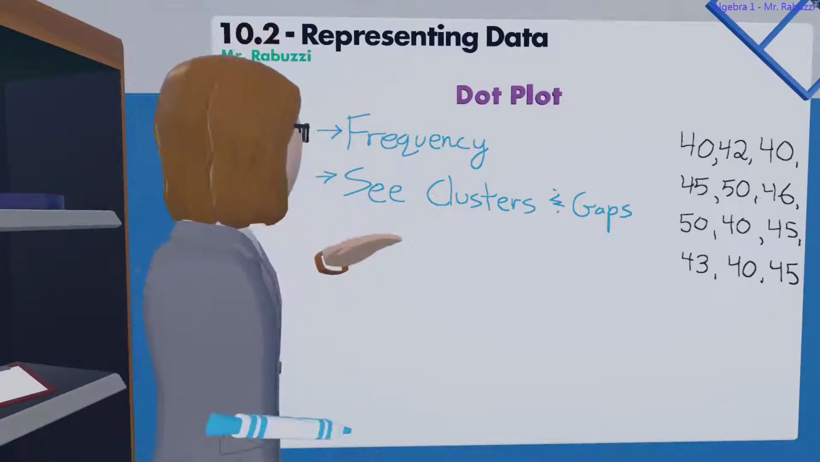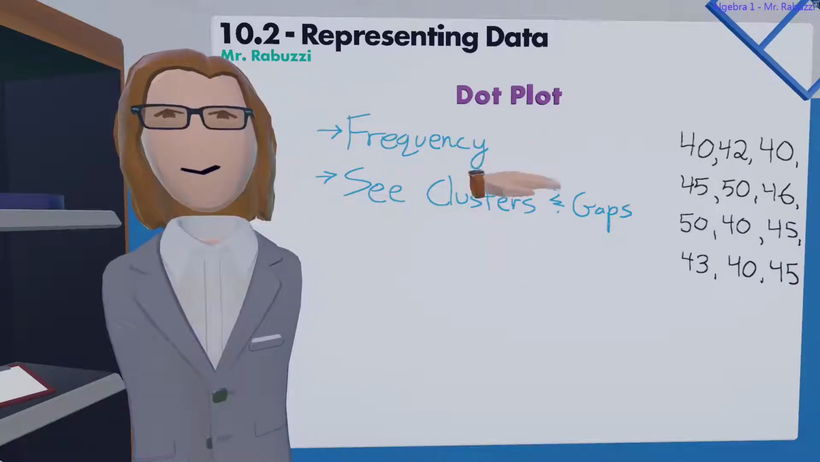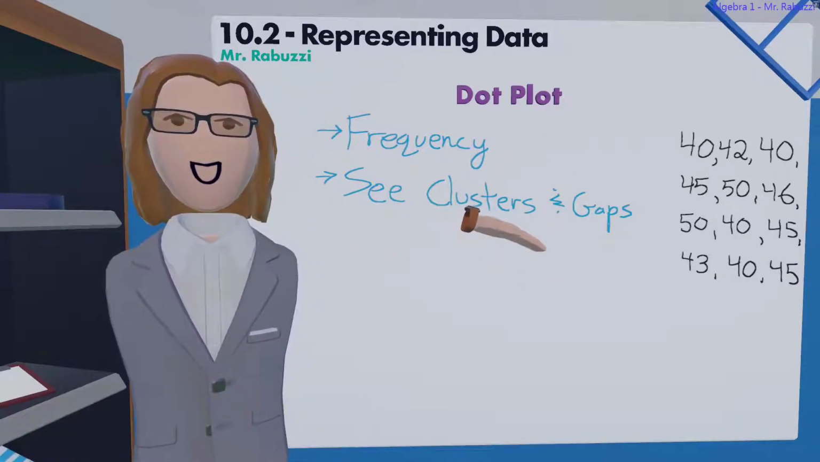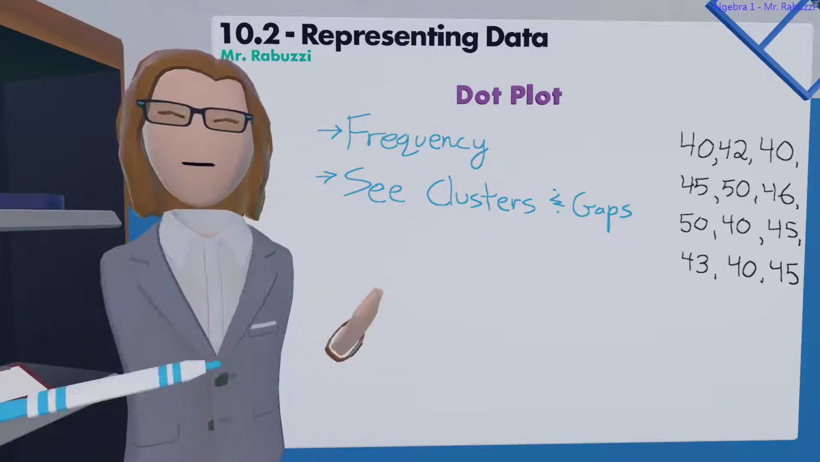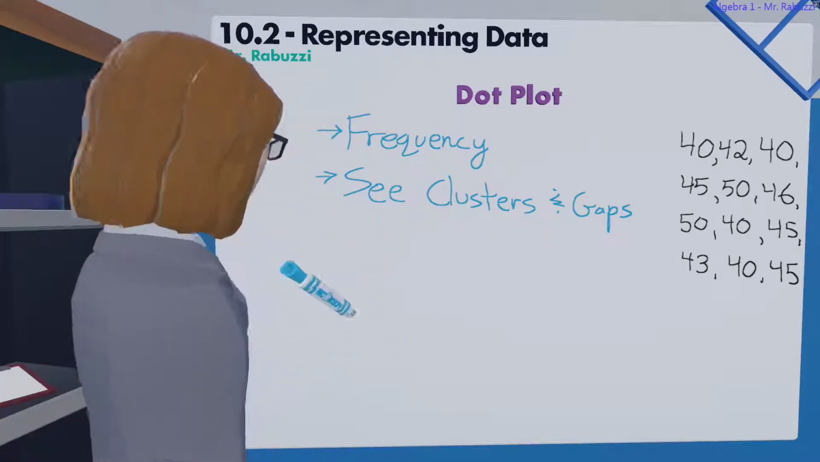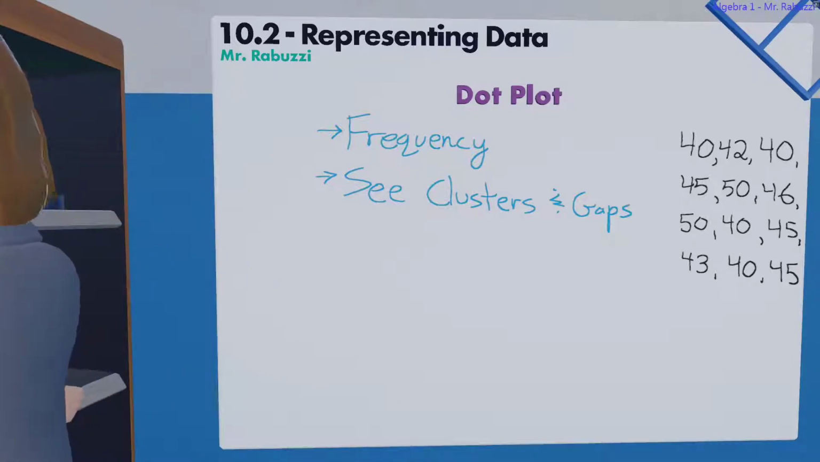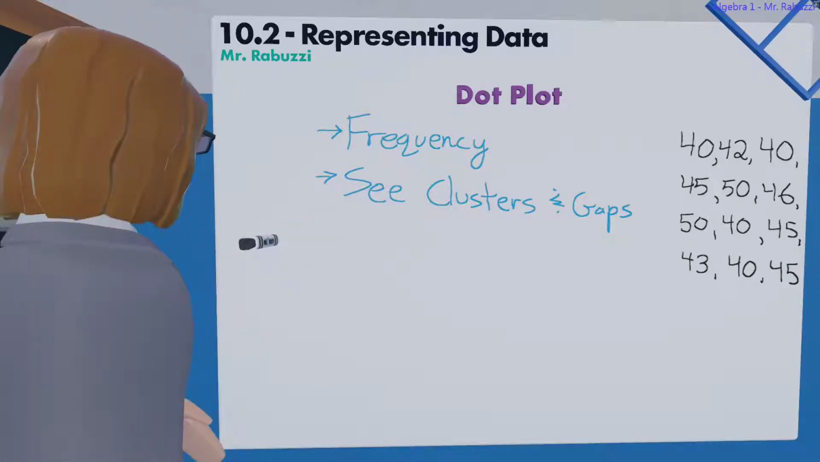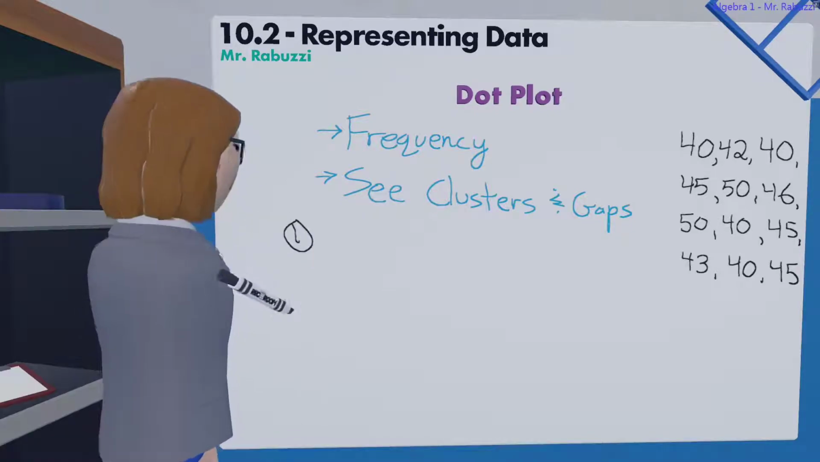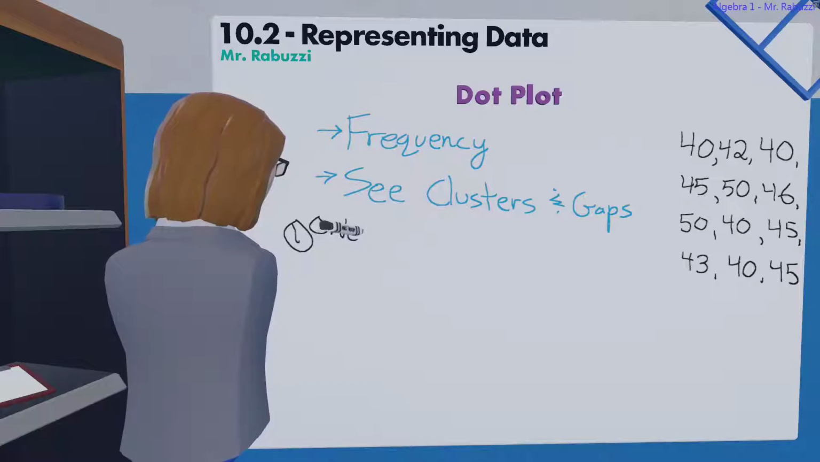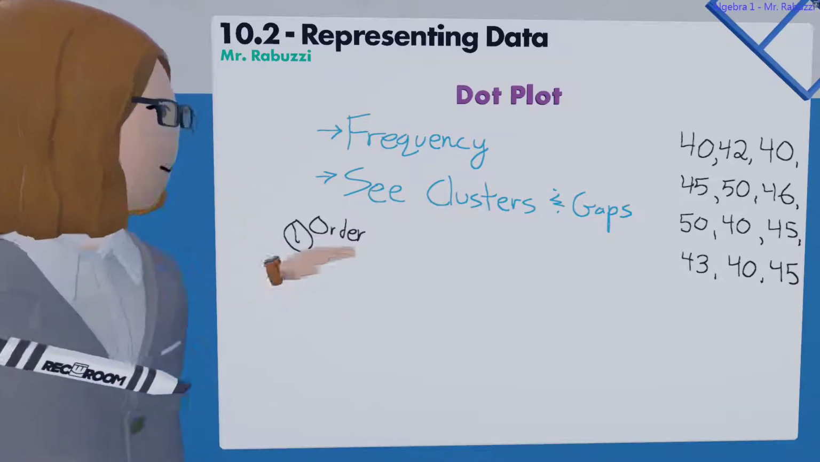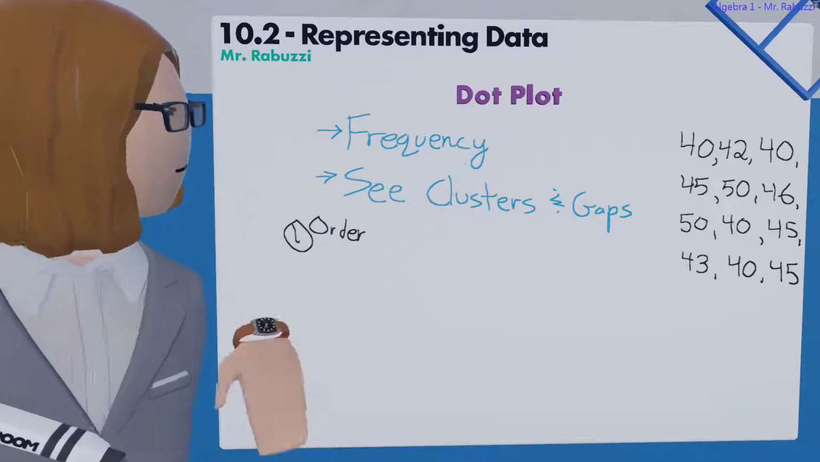A dot plot's very nice when you have multiple of the same numbers, right? We got lots of 40s over there. We've got some 50s. So this will show us where they are and what it all looks like. So for a dot plot, the first step is put them in order. We almost always do this. So I'm going to put all my numbers in order.